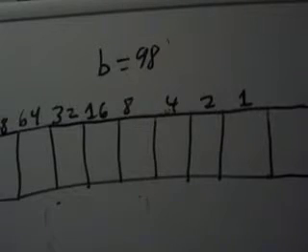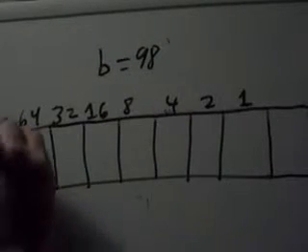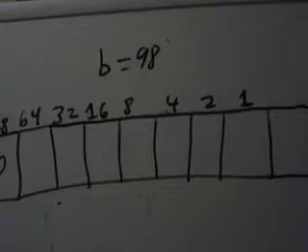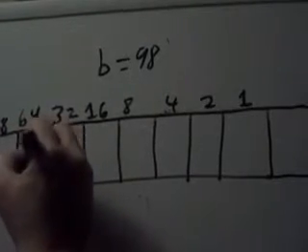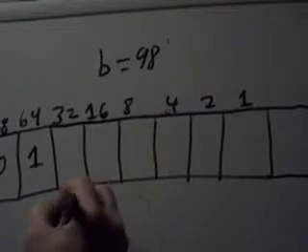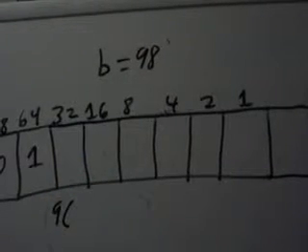Okay. How are we going to represent that in bits? Once again, is 98 greater than 128? The answer is no, so we're going to put a 0 right there. Is 98 greater than 64? Of course it is, so we're going to put a 1 right there. Oops. Hold on.